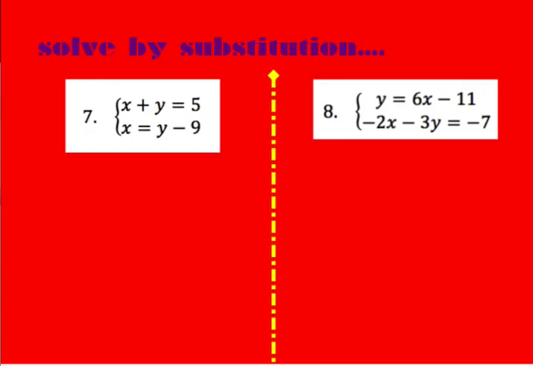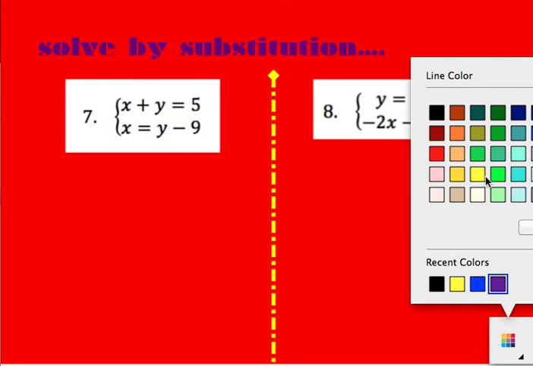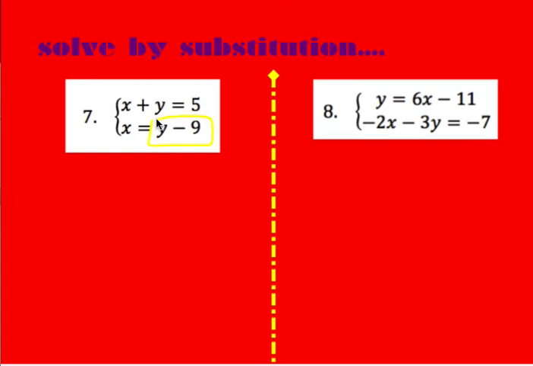Next, let's take a look at number 7. We need to solve this system by substitution. So I see that x is equal to y minus 9, so they can replace each other. Where I see x, I can take x out completely and put y minus 9 in instead. So I take x out and put y minus 9 in, and then plus y is equal to 5. Remember, everything else around the equation stays the same.